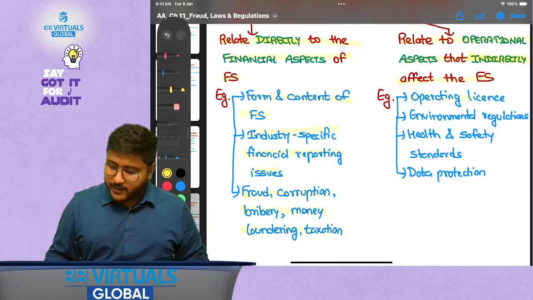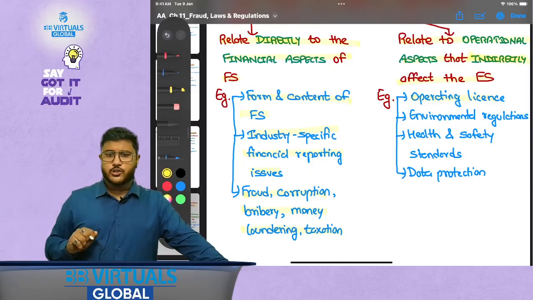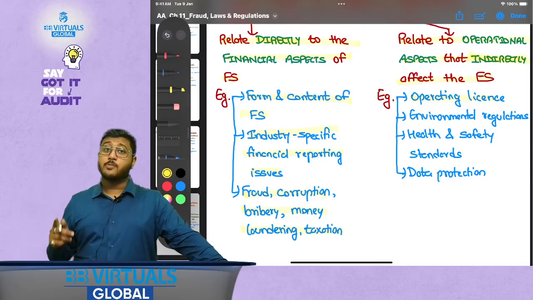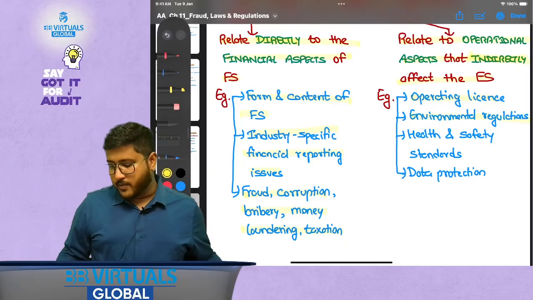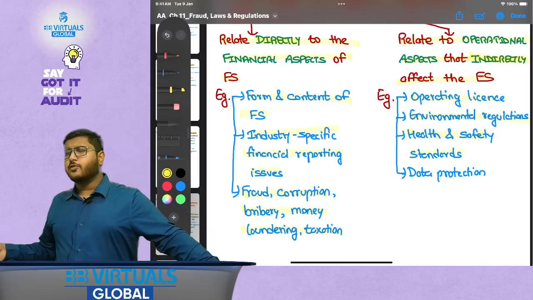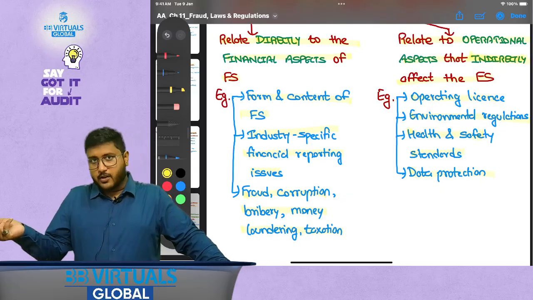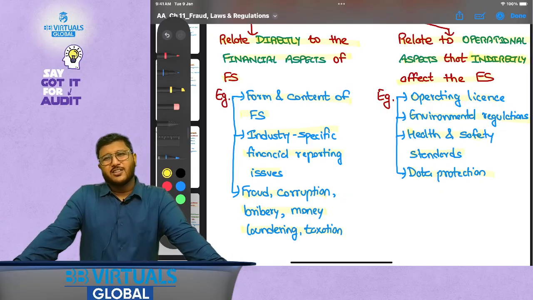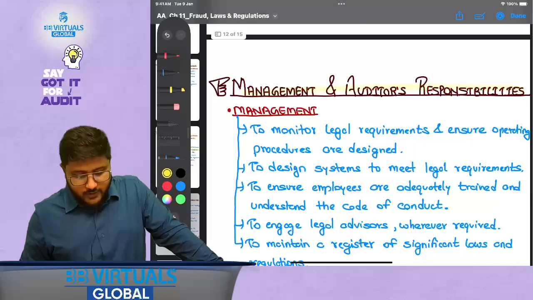But when I talk about indirect, operational license, for example, I do not have Shop Act registration for my institution. This will not have direct impact over my finance, but this is an operational aspect which will have indirect effect over my finance also, because I'll have to pay fines and penalties. Environmental regulations, health and safety standards: if I do not meet health and safety standards, this will not have direct effect over my finance, but indirect effect. Data protection: if I lose data of my students, and the data protection laws are breached, then I will have indirect effect. So this is an operational aspect which will have indirect effect.